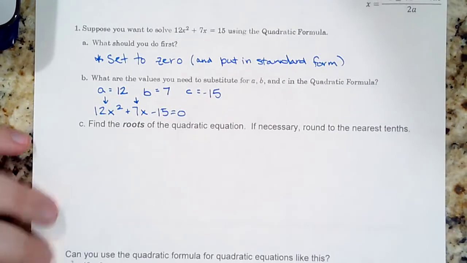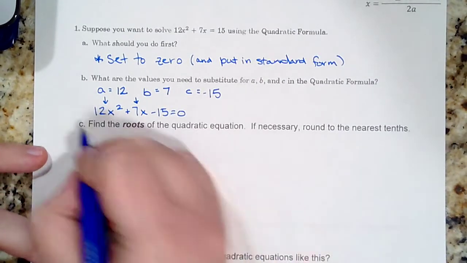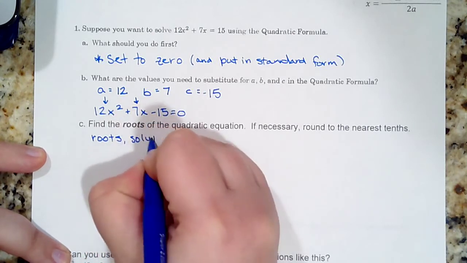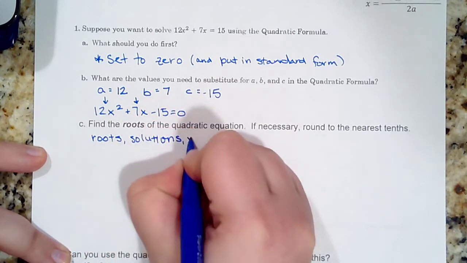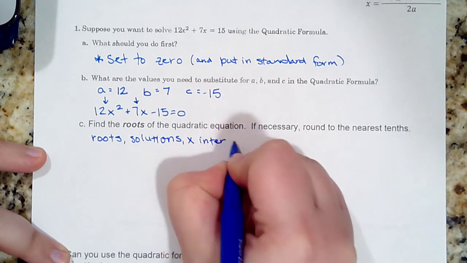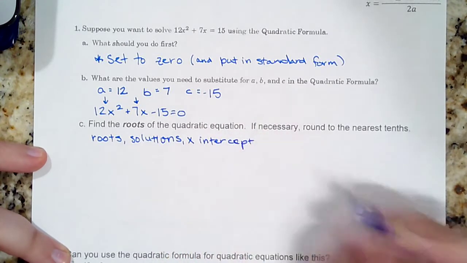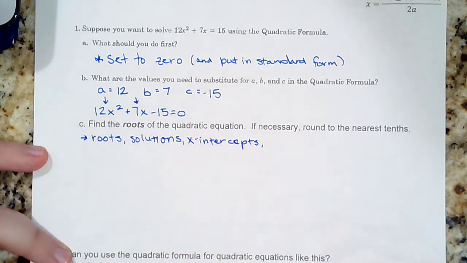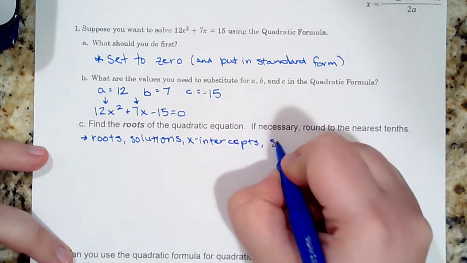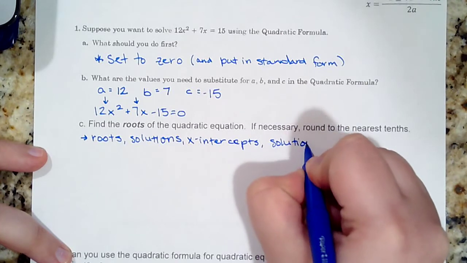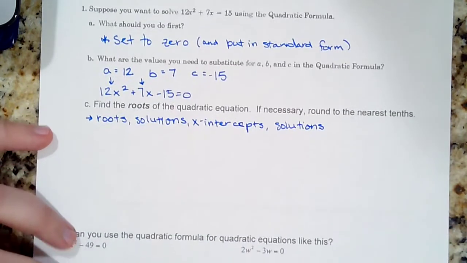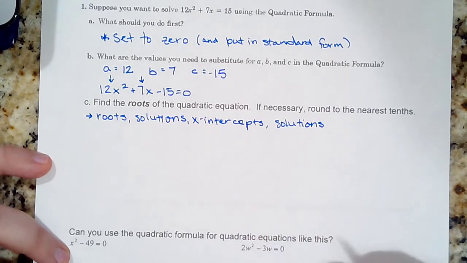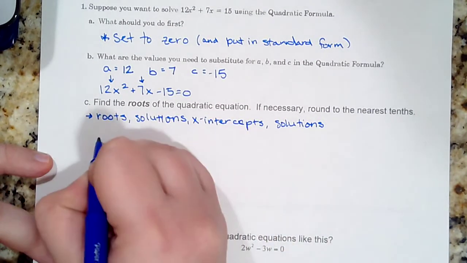Next, it says find the roots of the quadratic equation. Remember that roots, solutions, x-intercepts, because we know that they touch at the x-axis, x-intercepts are all code for the same thing. They all mean solutions. We want the solutions or the answers to that parabolic function. So let's do that. Now that we know a, b, and c, let's plug it in.